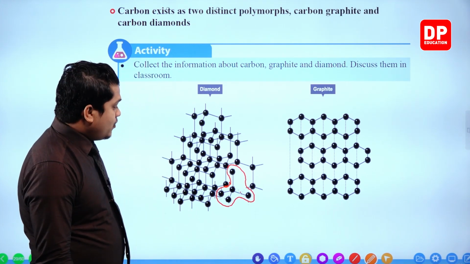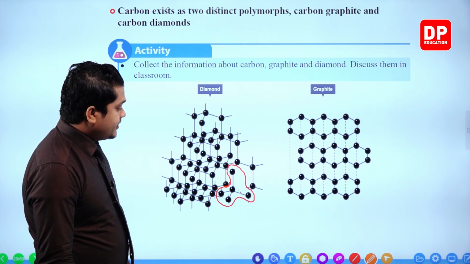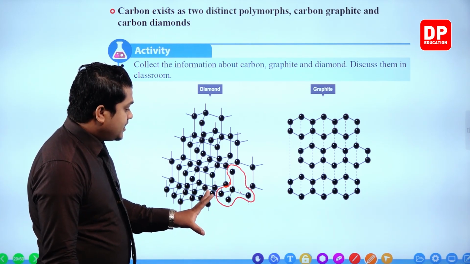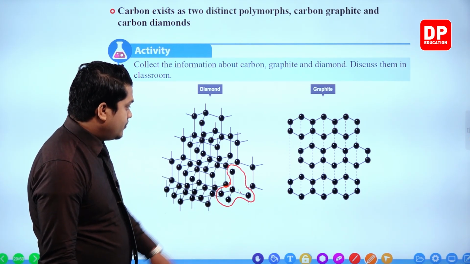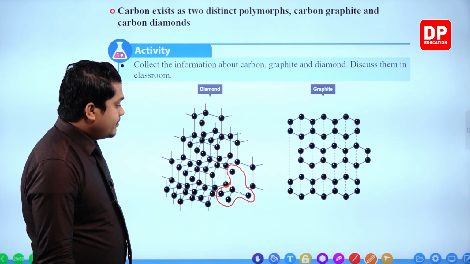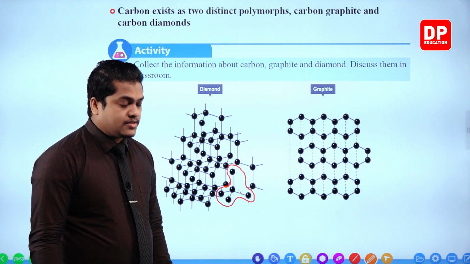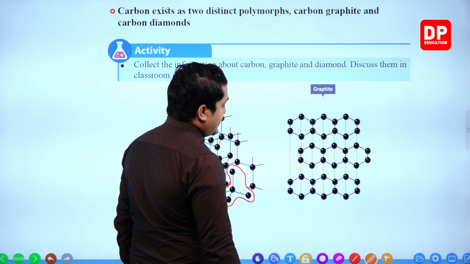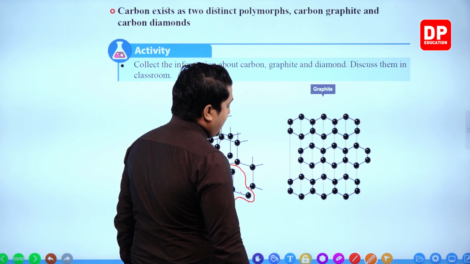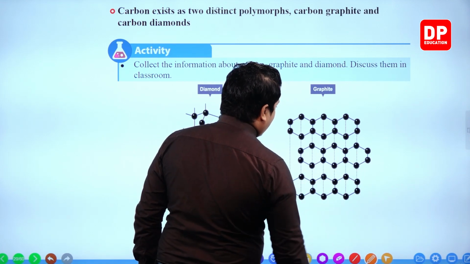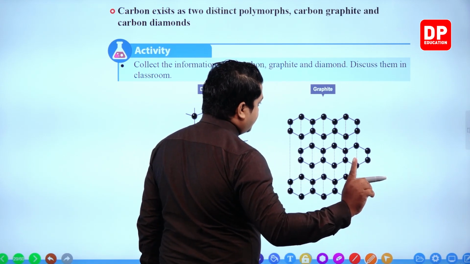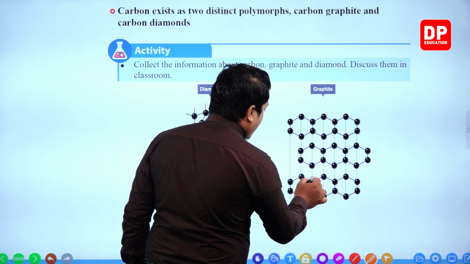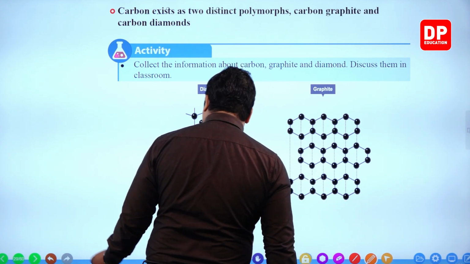So this is how diamond is created. There are 4 carbon atoms bonded together with single bonds, 1, 2, 3 and 4. Okay, 4 bonds. Here, however, there is a certain difference. What is that difference? If you take one single carbon atom over here, any carbon from here, let's take this one.